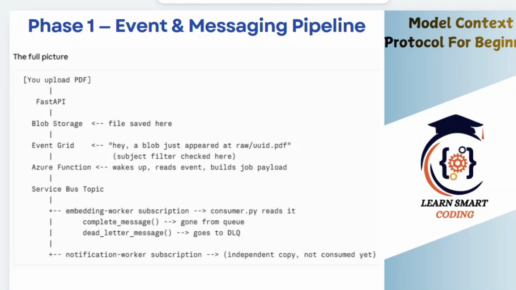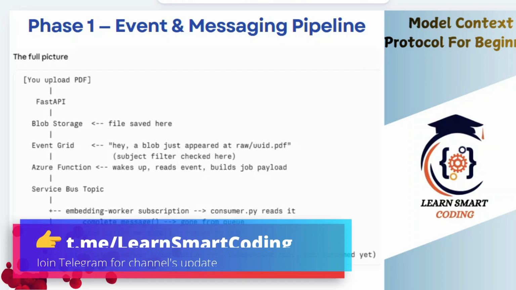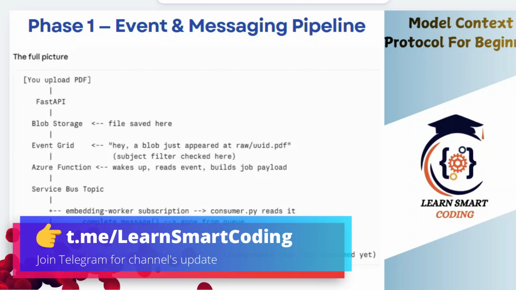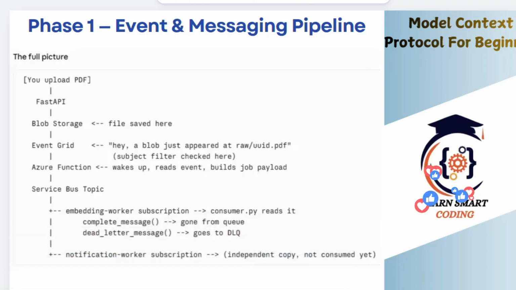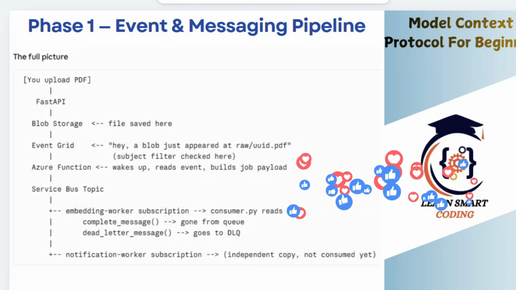So the full backbone is live. 1 file upload, 3 services, 0 glue code. And if this clicked for you, hit like and subscribe. Next video, we run the complete pipeline end to end and then intentionally break it in 3 different ways to demo every dead letter queue scenario on the AI 200 exam.